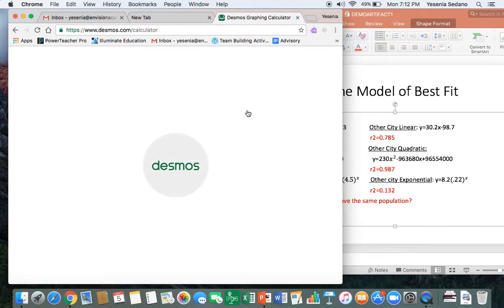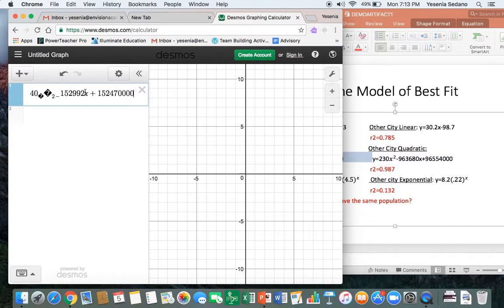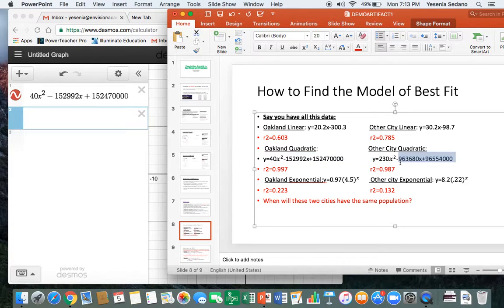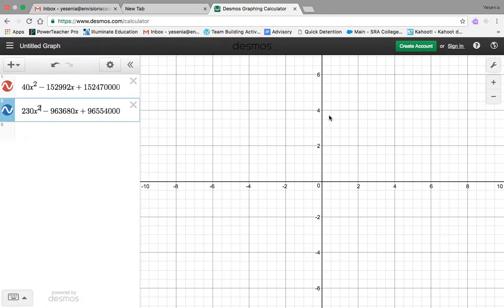So let's go on to Desmos. And I'm just going to copy and paste my equation here. So this is my model of best fit for Oakland. So I'm going to go ahead and paste. I have to rewrite my x squared right here. Then I'm going to copy and paste my best model for my other city. Again, I have to fix this. The copy and paste didn't record that x squared. Okay, so we have that graphed. The only problem is we again can't see it.